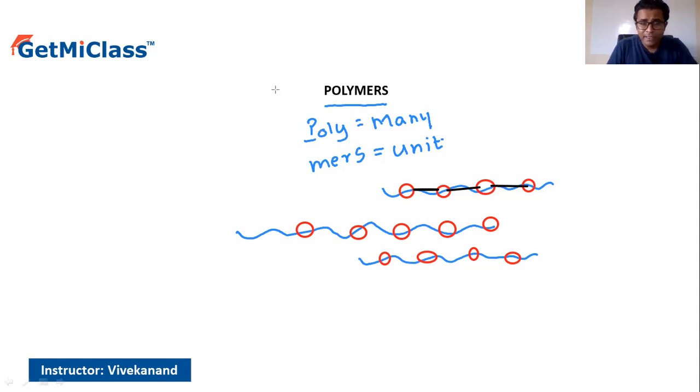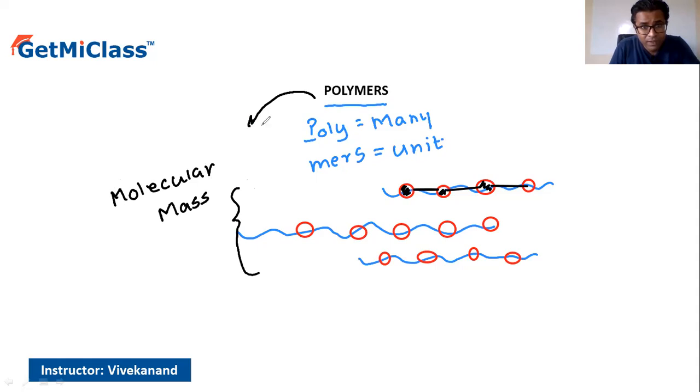So when there is a huge number of covalent bonds between these monomers, whatever molecule we get, which is a polymer, is going to have a huge molecular mass. And the molecular mass of these polymers is going to be in the range of 10 raised to 3 atomic mass units to 10 raised to 7 atomic mass units. This is how it all goes.